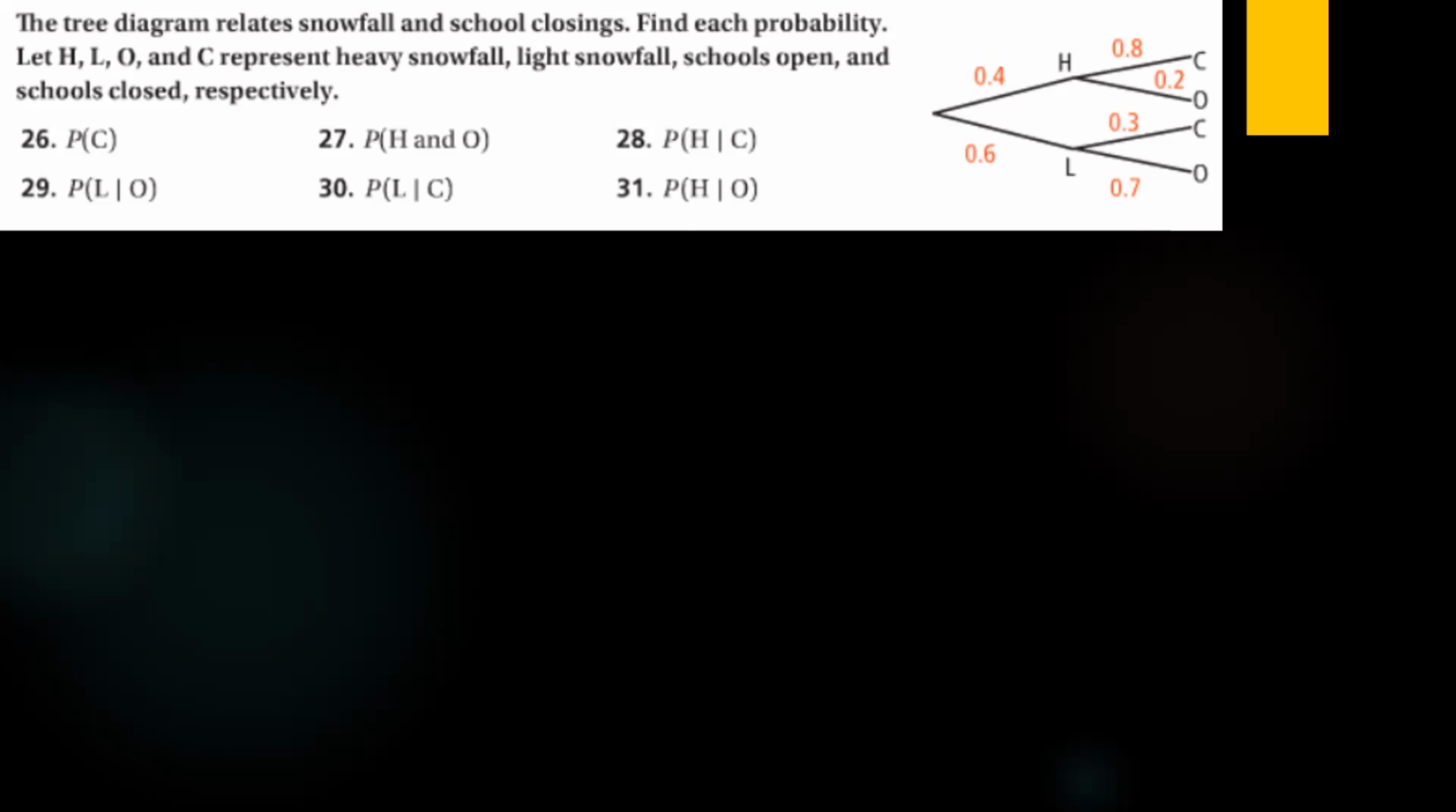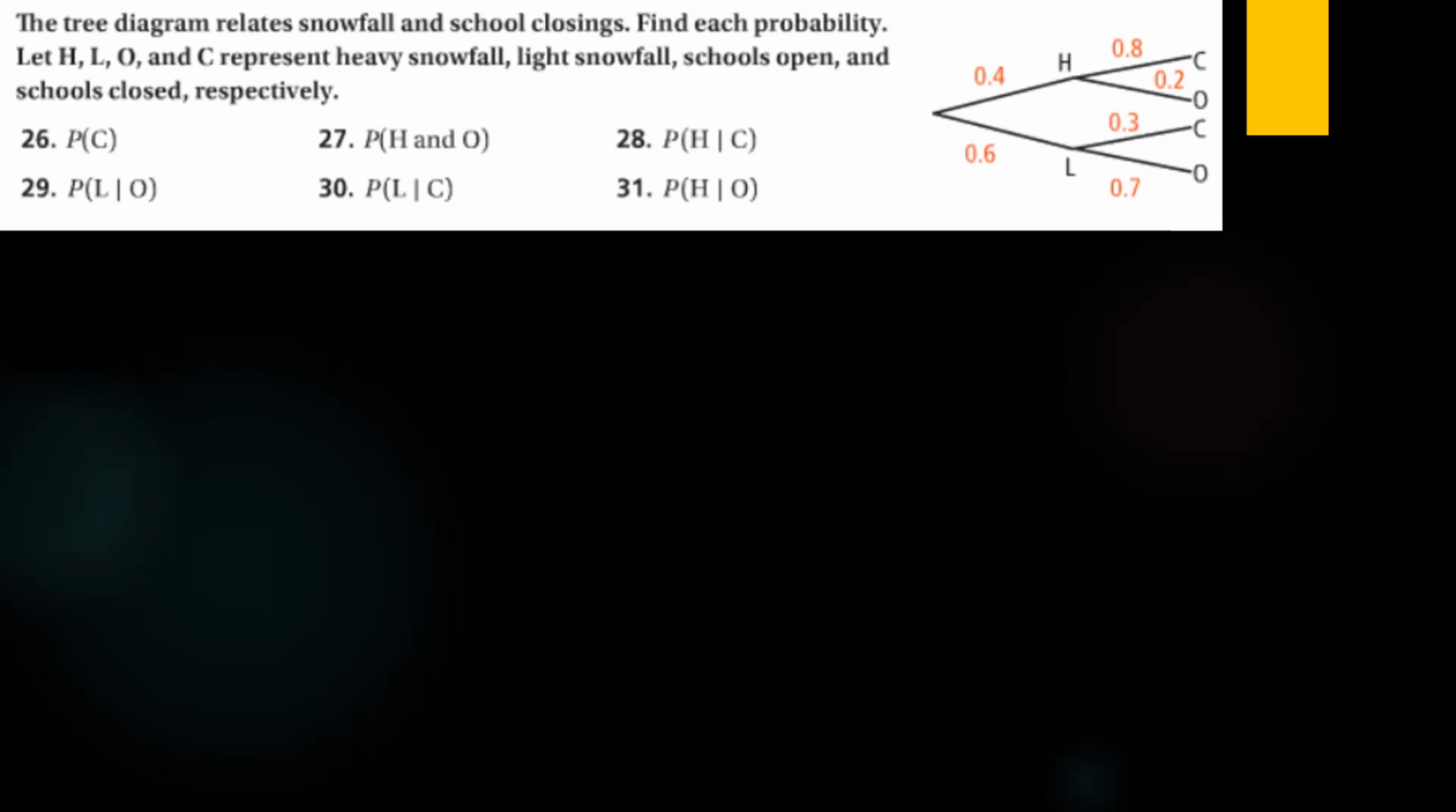Now let's come to the heavy snowfall. If we have heavy snowfall, 0.8 of the schools are closed and 0.2 are open. But if we have light snowfall, 0.3 of the schools are closed and 0.7 are open.